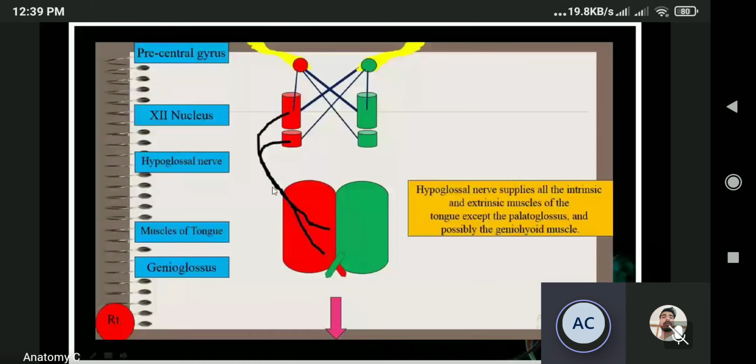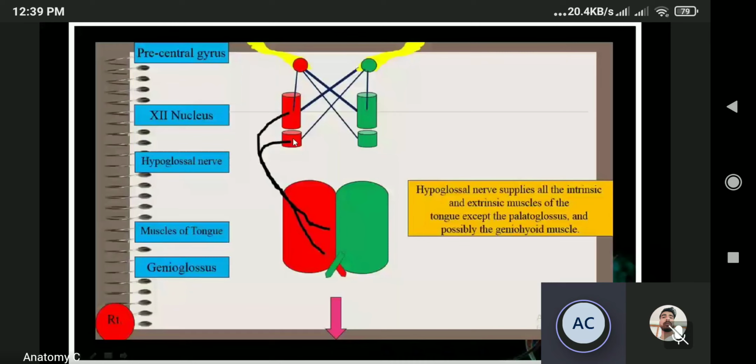So before understanding the upper motor neuron lesion and the lower motor neuron lesion of the hypoglossal nerve, you have to remember this part. This is the hypoglossal nucleus. Can you see the lower part of the hypoglossal nucleus? This has been separated from the upper one.